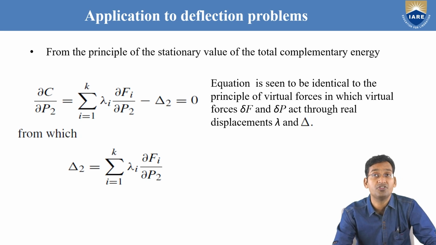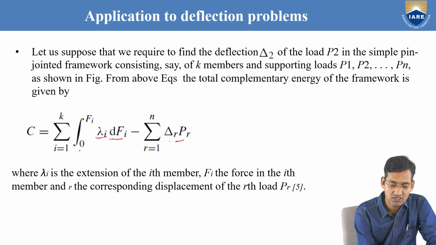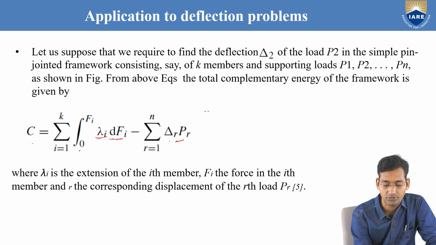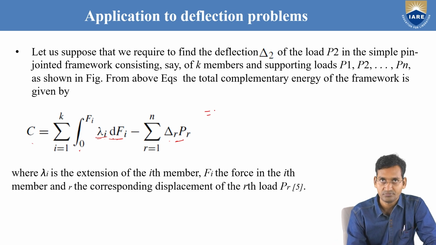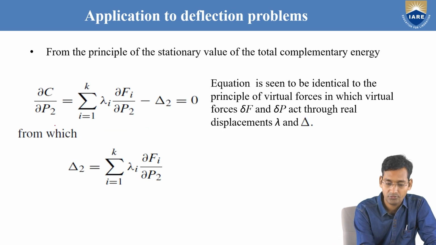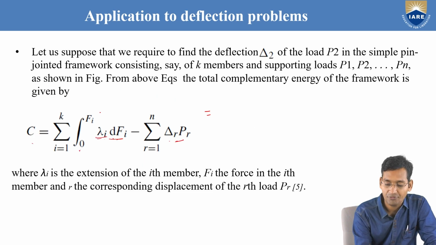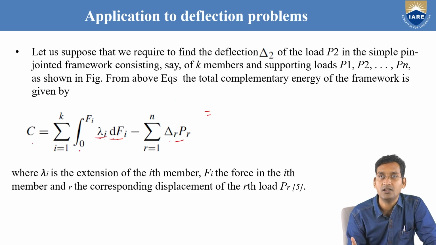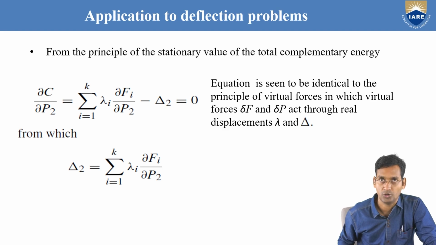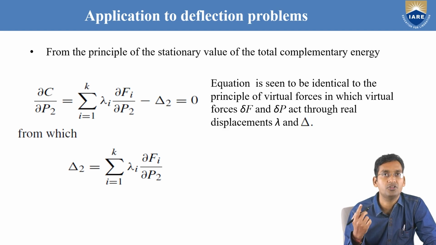Now, from the principle of a stationary value of the total complementary energy, what will be ∂C/∂P2? It equals the sum from i equals 1 to K of λi ∂Fi/∂P2 minus, means just differentiate this one. So let's see how to differentiate. We are differentiating with respect to ∂P2, because we are finding it with respect to P2. For P1, you can differentiate with respect to P1.